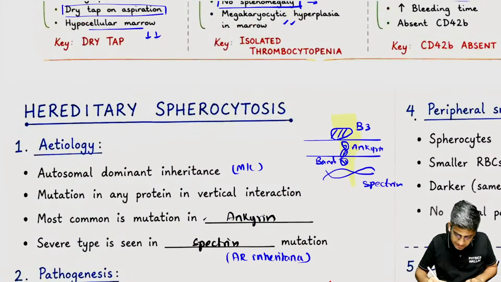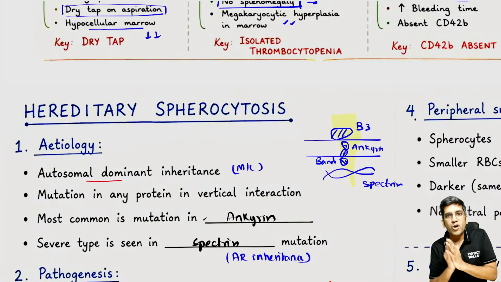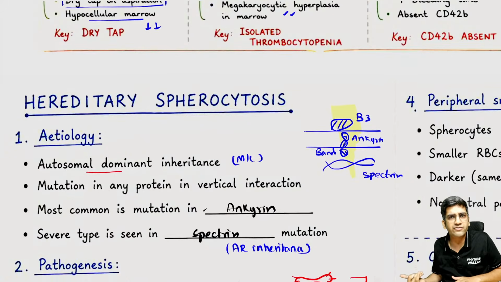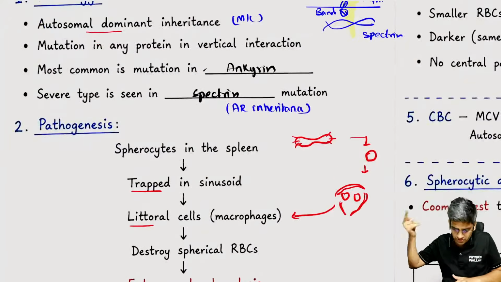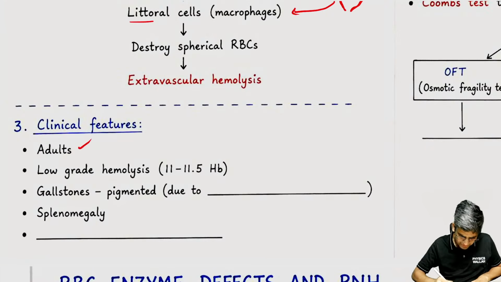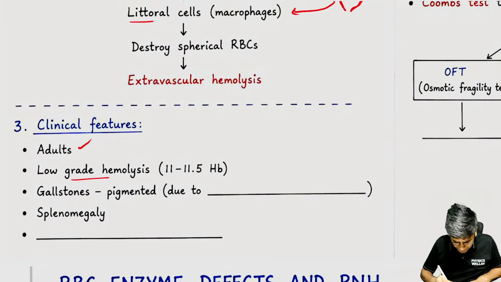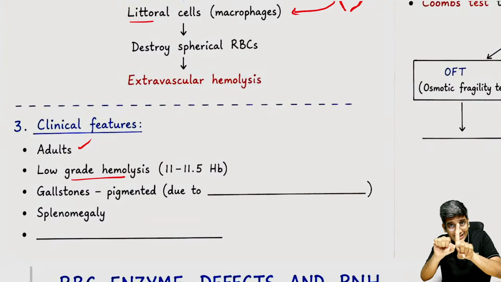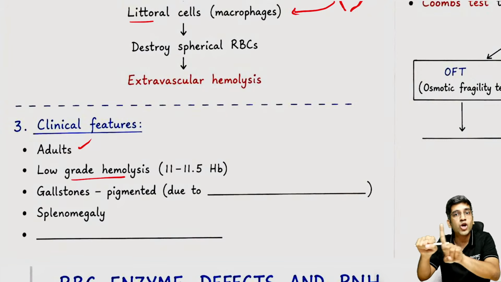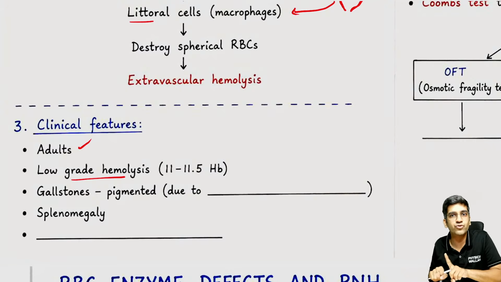See, now let's come back to this. Most common is autosomal dominant inheritance. Presentation early in life or later in life? That's my clinical feature. Etiology done, pathogenesis done, now clinical features. They will present during adulthood. You will have low-grade hemolysis only because one allele is normal. Dominant means only one mutation, so the other allele will still contribute to ankyrin, band 4.2, band 3, everything, right?